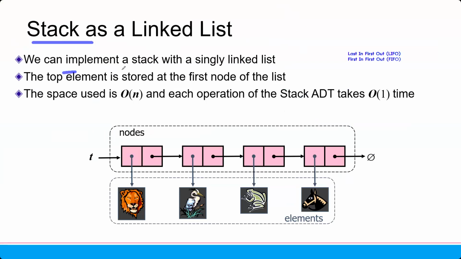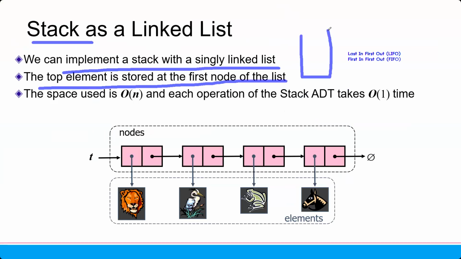So we can implement a stack with a single linked list. The top element is stored as the first node of the list. If you still remember stack, we have an element, and then another element, and another element, and another element. So the top will be the first node. Or you can also consider the top element to be the last node. It depends on how you do the operation.